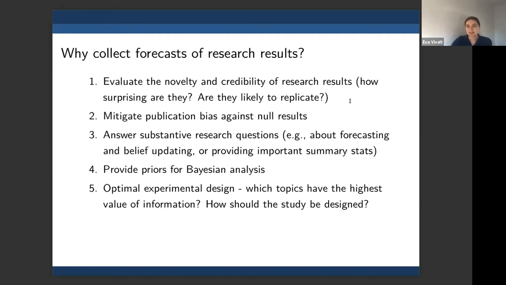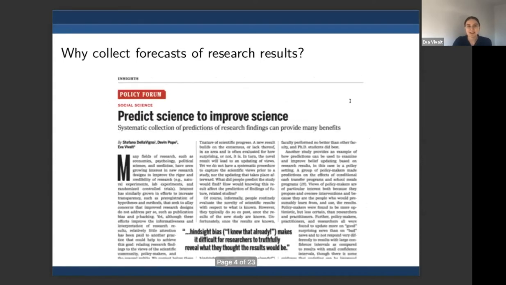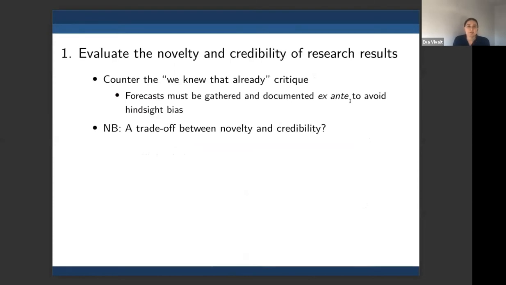So let me say a little bit more about these, but I also want to flag, if you're interested in this topic, some of these are taken from a policy forum piece in Science that Stefano Della Vigna, Devin Pope, and I wrote a couple years ago now. But I think these actually go beyond that a bit.